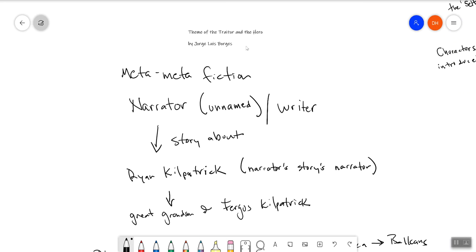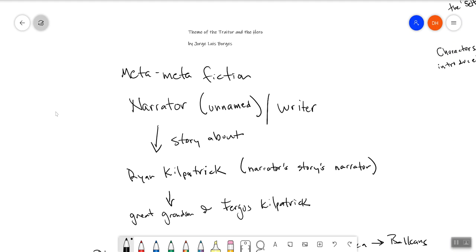This is called The Theme of the Traitor and the Hero by Jorge Luis Borges. I know I put some of his work up last semester, I'm pretty sure. And I really like Borges. He's really fun to read. He's very strange, very cerebral. His stories are, if you imagine the exact opposite of something like Saunders.